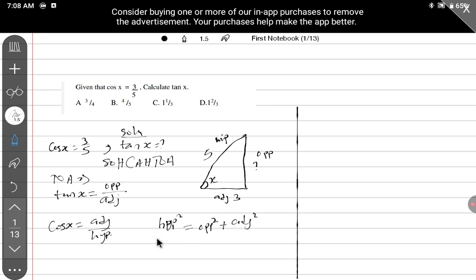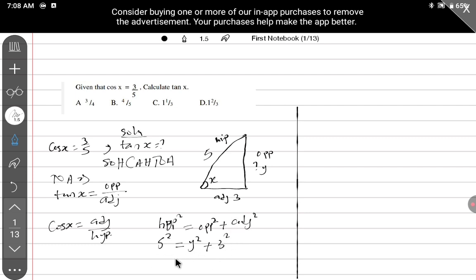Yes, now, our hypotenuse is given as 5. So we have 5 squared is equal to our opposite, which is what we're looking for. Let's say the opposite is represented as y. So the opposite is equal to y squared, plus the adjacent, which is equal to 3 squared.